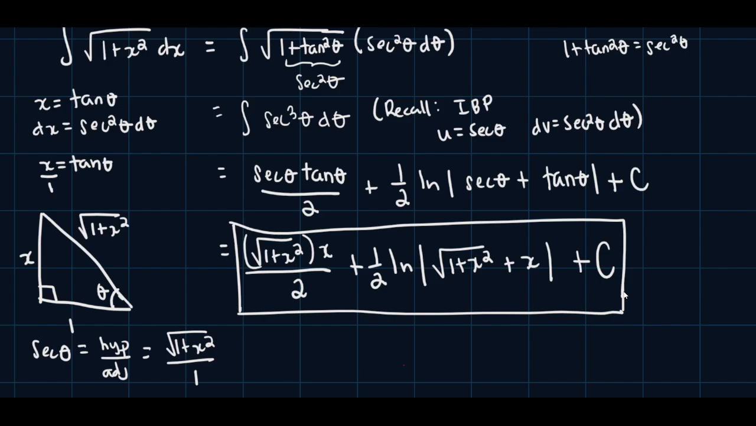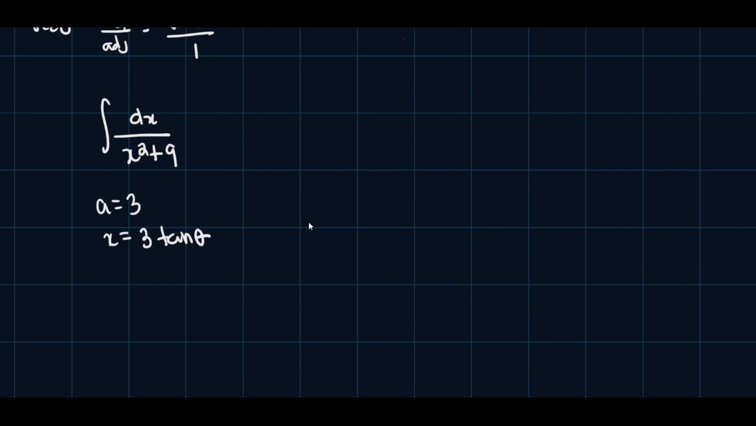Okay, next example. Suppose we want to get the antiderivative of dx over x squared plus 9. Okay, so here, technically there is no square root, but we can still use that substitution. So in this case, a is equal to 3. So x equals 3 tangent theta. With x being equal to 3 tangent theta, we have dx as 3 secant squared theta d theta.